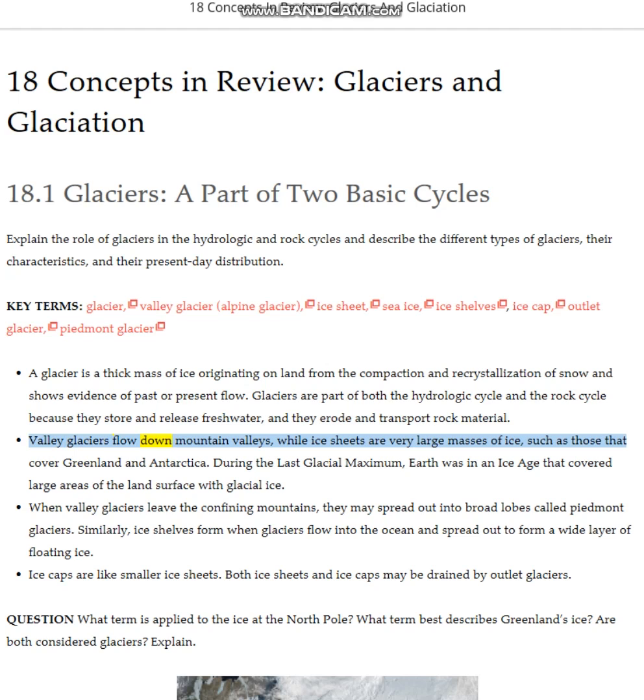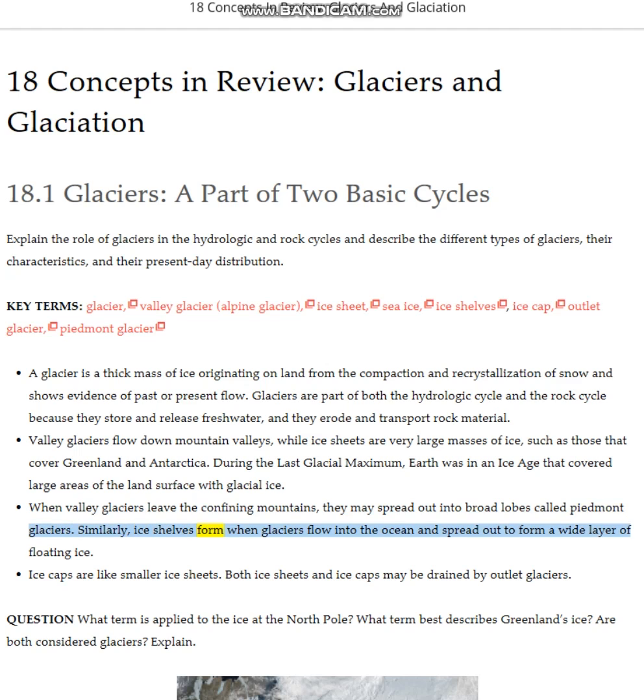Valley glaciers flow down mountain valleys, while ice sheets are very large masses of ice, such as those that cover Greenland and Antarctica. During the last glacial maximum, Earth was in an ice age that covered large areas of the land's surface with glacial ice. When valley glaciers leave the confining mountains, they may spread out into broad lobes called Piedmont glaciers.